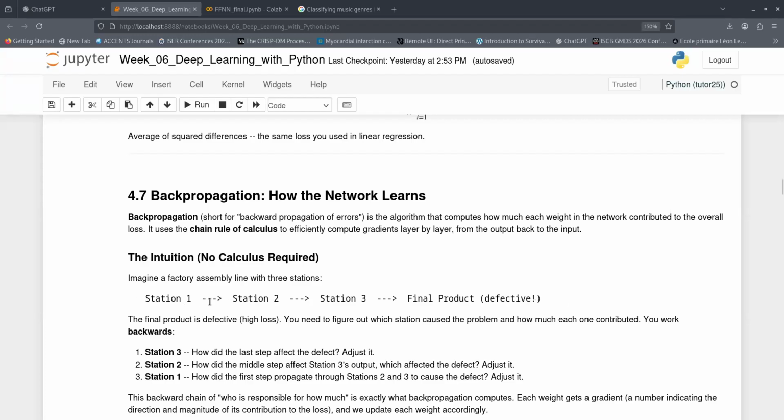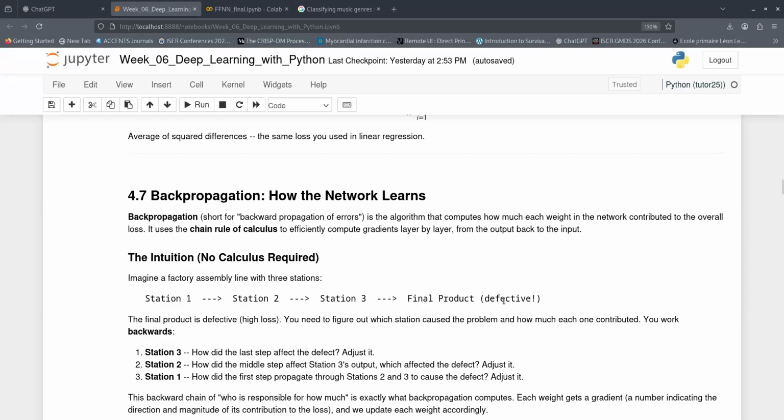You think about it: you have station 1, station 2, station 3, and the final product. But you find this one is defective. Why is it defective? You need to figure out which station caused the problem. Maybe it's station 1, maybe it's station 2, maybe it's station 3. In other words, how each of the weights of each station contributes to the defective case or the non-defective case.